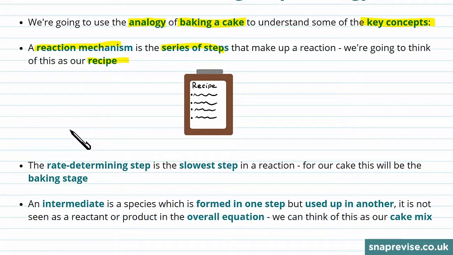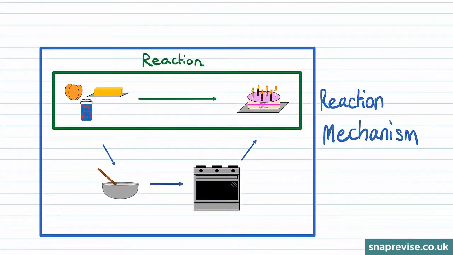Okay, so the next key bit of terminology for today, and what this video is all about, is the rate determining step. This is the slowest step in a reaction. So for our cake analogy, this will be the baking stage. So we go back to our diagram. So firstly for us, taking all of the ingredients and mixing them together into the cake mix could take, say, 5 minutes. And then another 5 minutes for taking the cake mix and putting it into the oven in some sort of cake tin. Then the longest step in this recipe will be the baking. We'll say we'll bake it for 50 minutes.